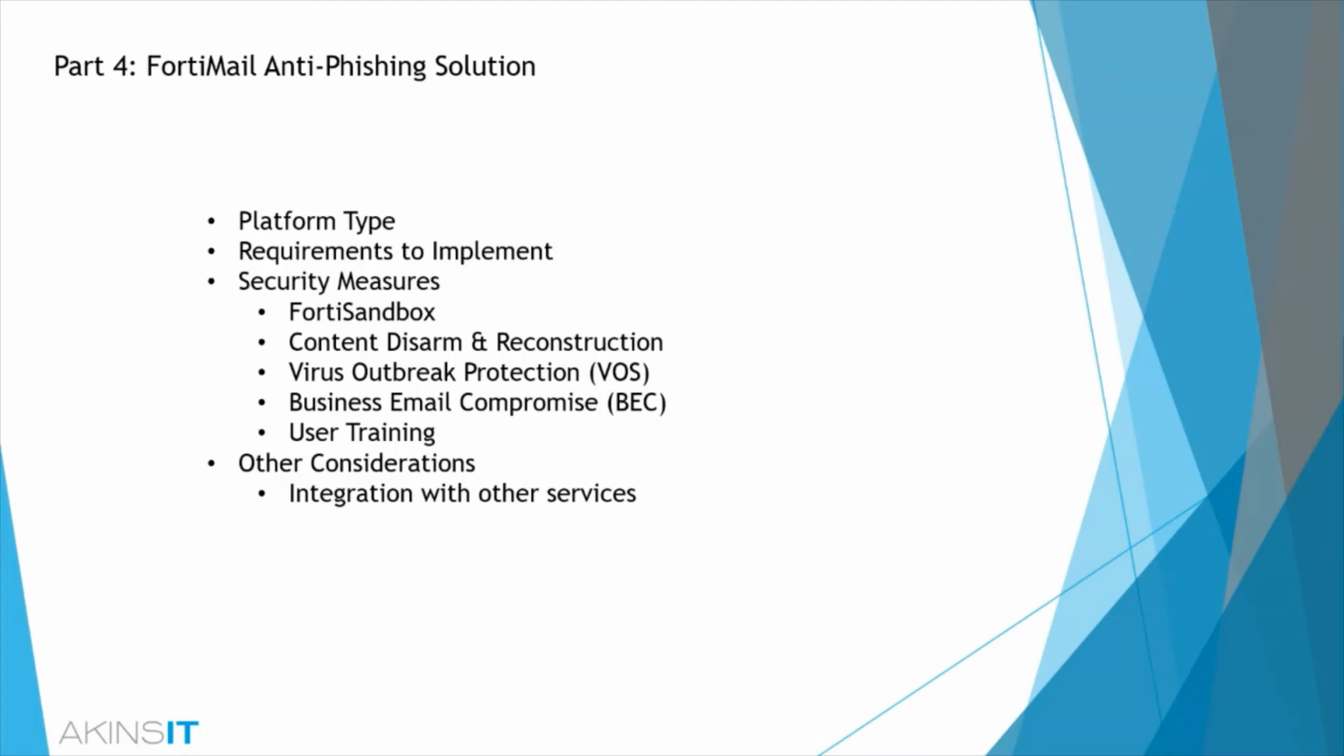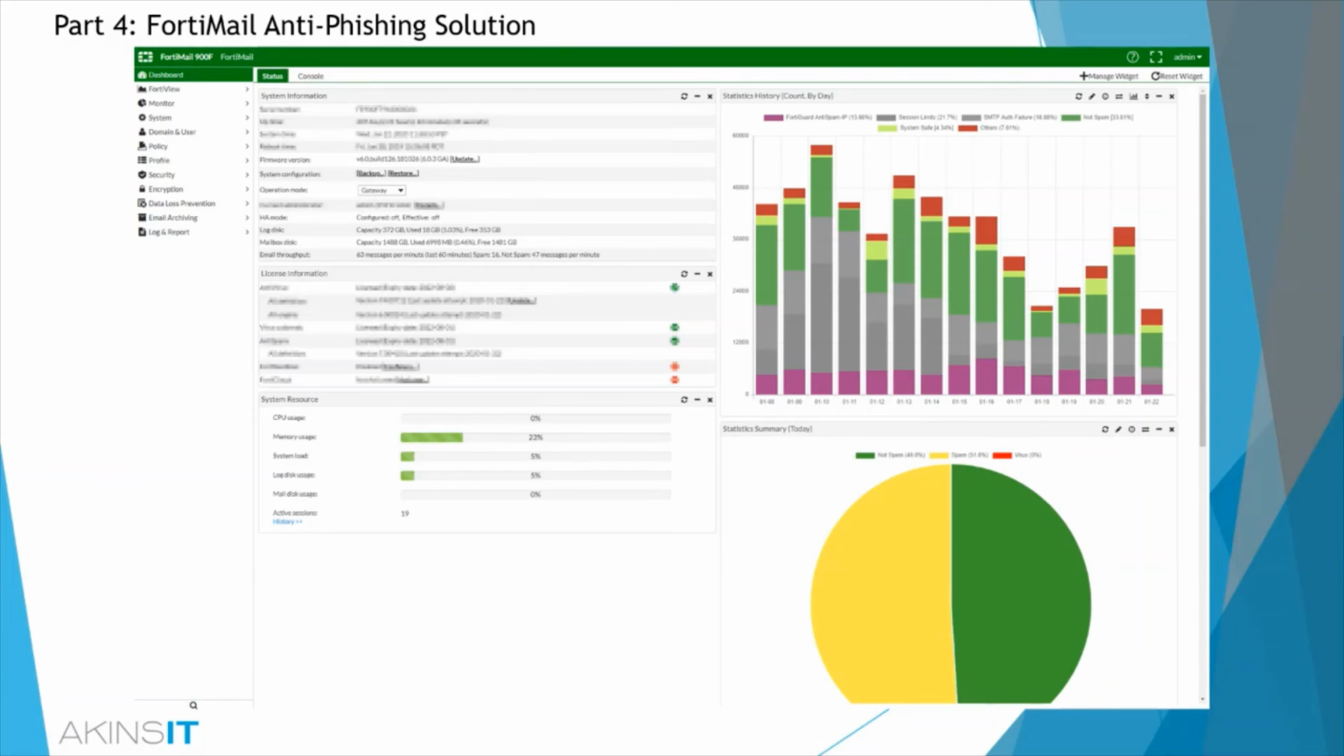periodically throughout. So here you see the FortiMail web console, where you are provided a quick summary of various statistics as it relates to your email platform. FortiMail is one of the more unique solutions that is available on a platform level, as you can have it as an appliance, a virtual machine, or even as a SaaS, or software as a service, solution. There are no requirements to implement, and it is available for all email platforms.